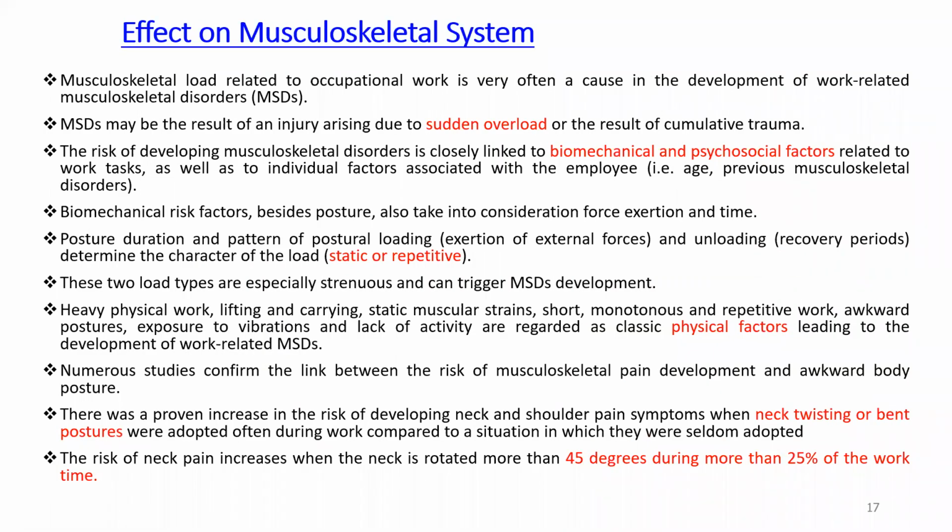Then what is the effect on the musculoskeletal system? The musculoskeletal system is related to the muscles, and the skeleton means the bones. Musculoskeletal load related to occupational work is very often a cause in the development of MSDs, that is, musculoskeletal disorders. Why are these disorders there? The main cause or reason is heavy work or occupational work.